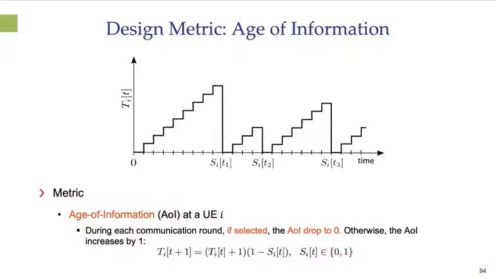For a given end user device I, during each communication round, if the device is selected, the age of its information drops to 0. Otherwise, the age of information increases by 1. So we have a selection indicator. S_i(t) is 1 if the ith device is selected in the tth round to upload, and it's 0 otherwise. So if S goes to 1, the age goes to 0. If S is 0, the age just iterates by 1.